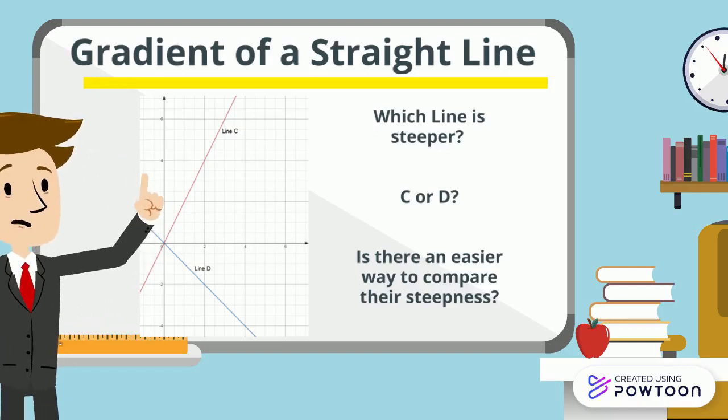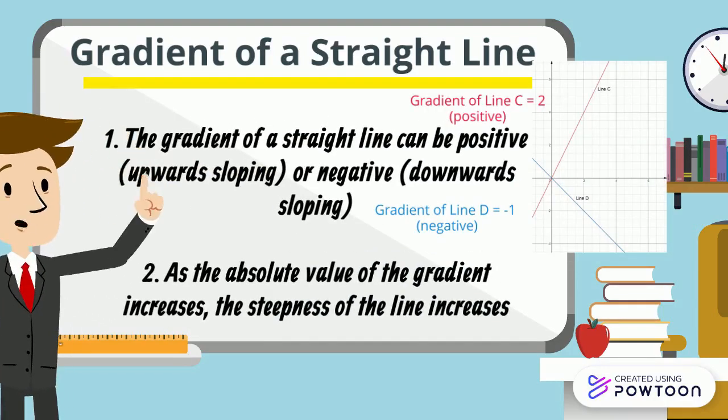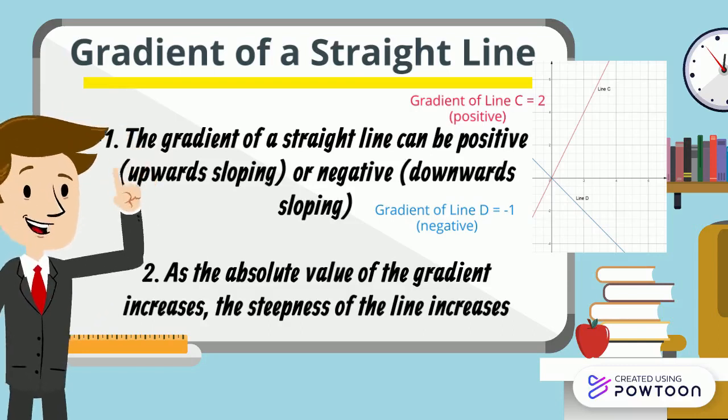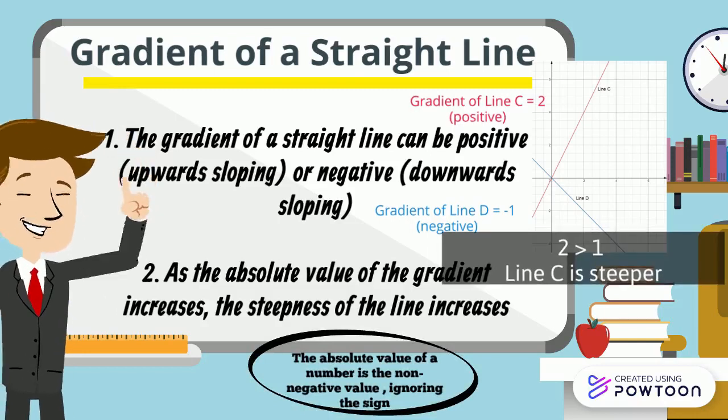So what does a gradient of a straight line tell us? Firstly, the gradient of a straight line can be positive for upward sloping straight lines or negative for downward sloping straight lines. Secondly, as the absolute value of the gradient increases, the steepness of the line also increases.